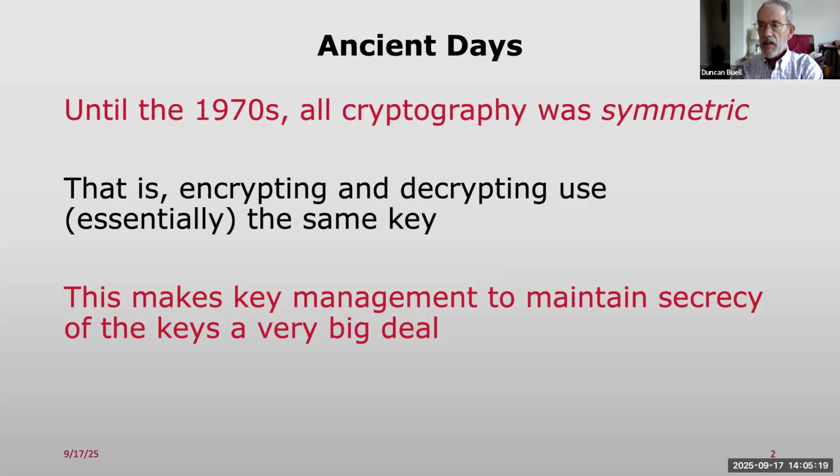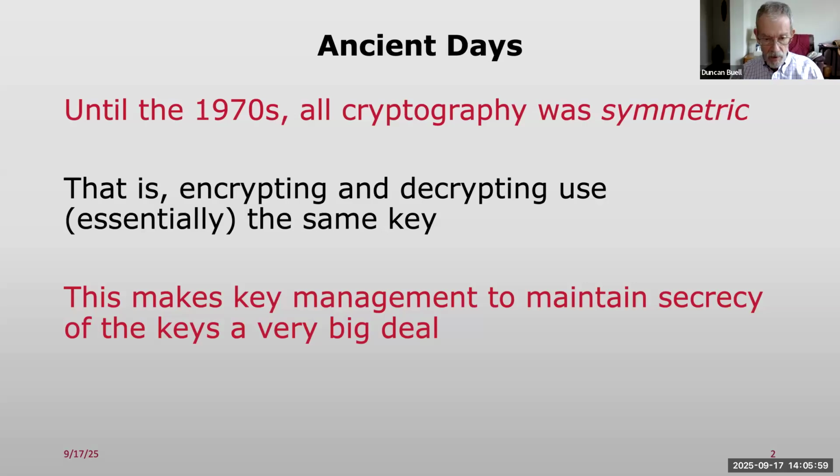Up until the early 1970s, cryptography was symmetric. To encrypt a message, to turn a message into something that looked like random characters, required a key, and then turning the random characters back into the message required essentially the same key. And that was symmetric. And under symmetric systems, managing the keys is a huge issue because you can't let them out.